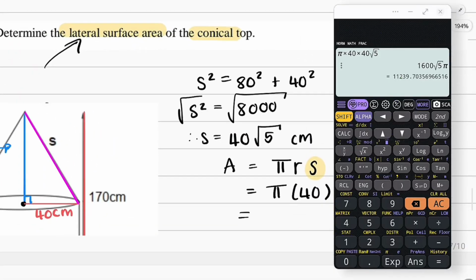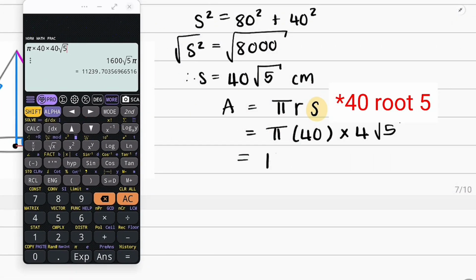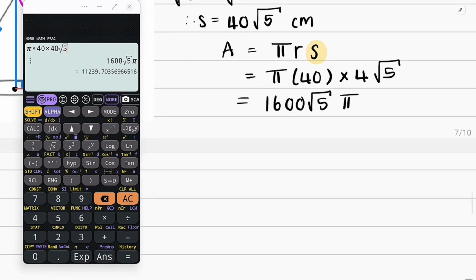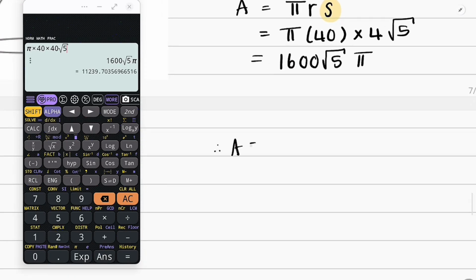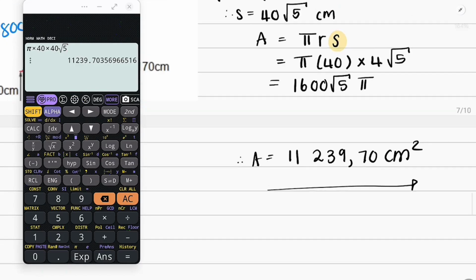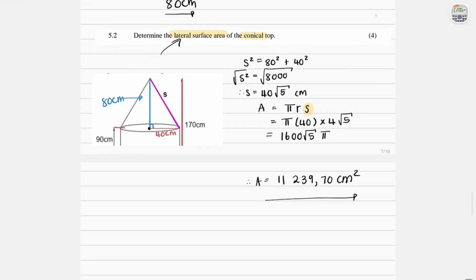In terms of pi, all we have is 1,600 square root 5 pi. And then finally, I'll just round off. So A is finally equal to 11,239.70 centimeters squared. And that is our answer. So that is it for that question. Moving on to the next question.